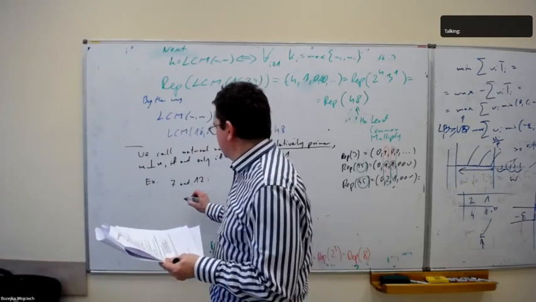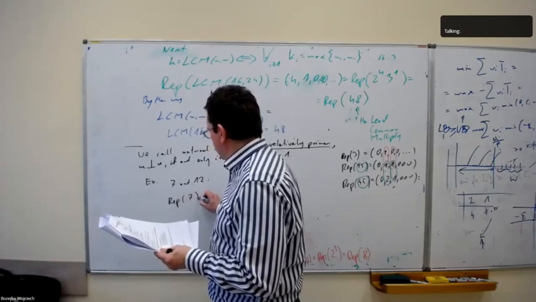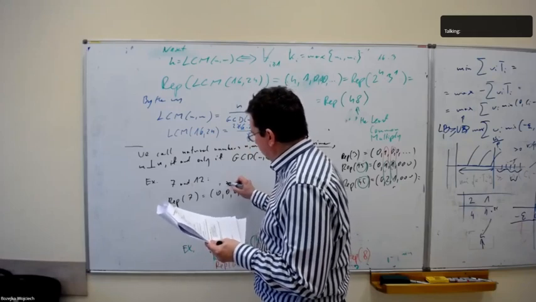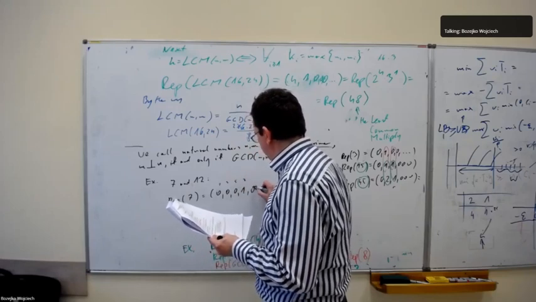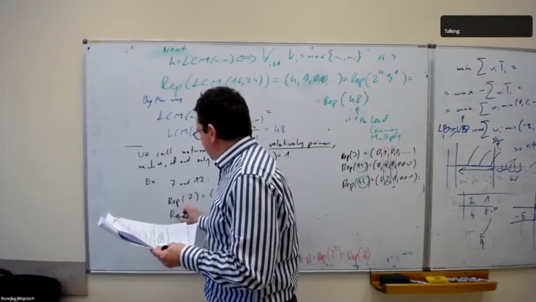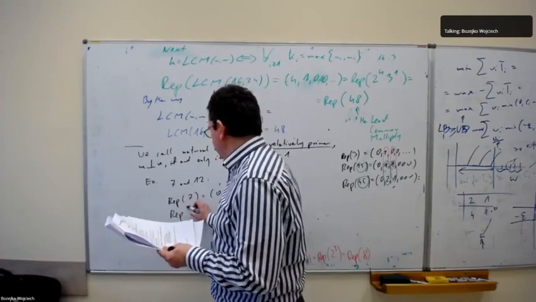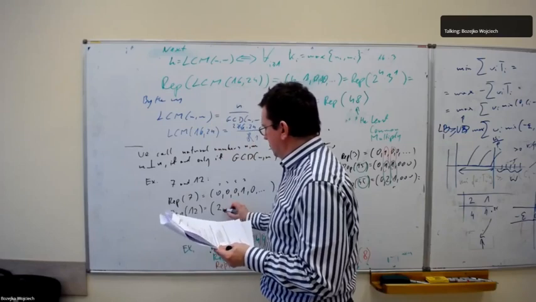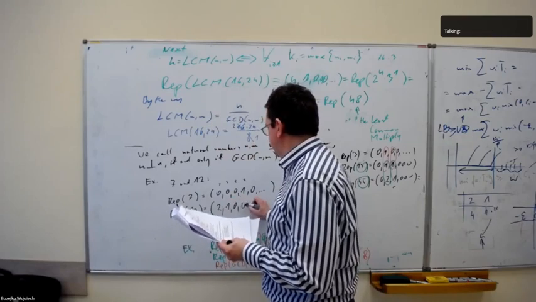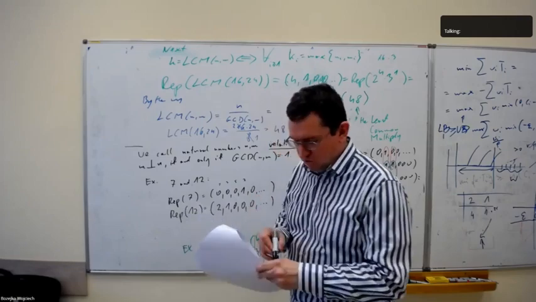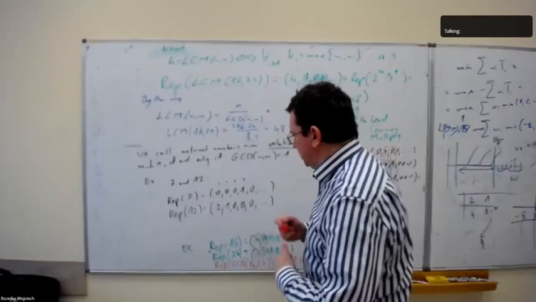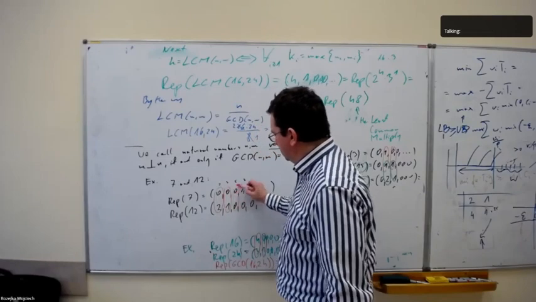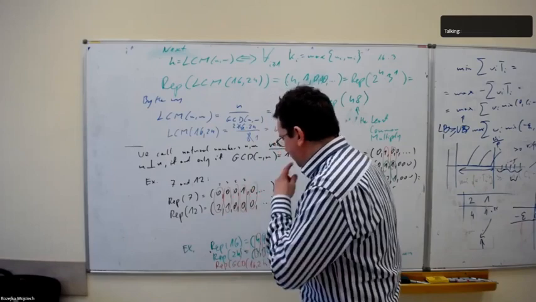If we write 7, the representation of 7 is just 0, 0, 0, 1. Yes, because this is for 2, this is for 3, this is for 5, and this is for 7. And the representation of 12 is 3 times 4. So 4 is here, and 3 is just here. So if we look for the common divisors, there are no common places. Here the smallest one is 0, here is 0, here is 0, and so on.